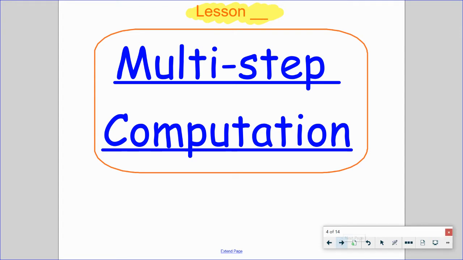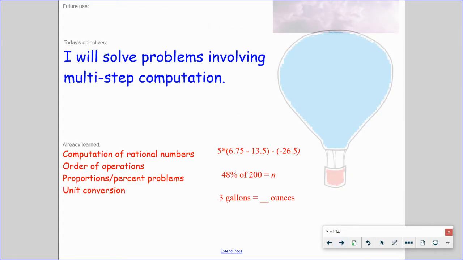Multi-step computation. Goal for today: solving multi-step problems involving multi-step computation. Now listen, you have all the prerequisite skills. You have converted things like gallons to ounces. You have solved percent problems, whether you know a total and want the part or you know the part and want the total. You have done multi-step computation with rational numbers. You know your order of operations. So we're going to crank it up a notch for 8th grade, and here we go.